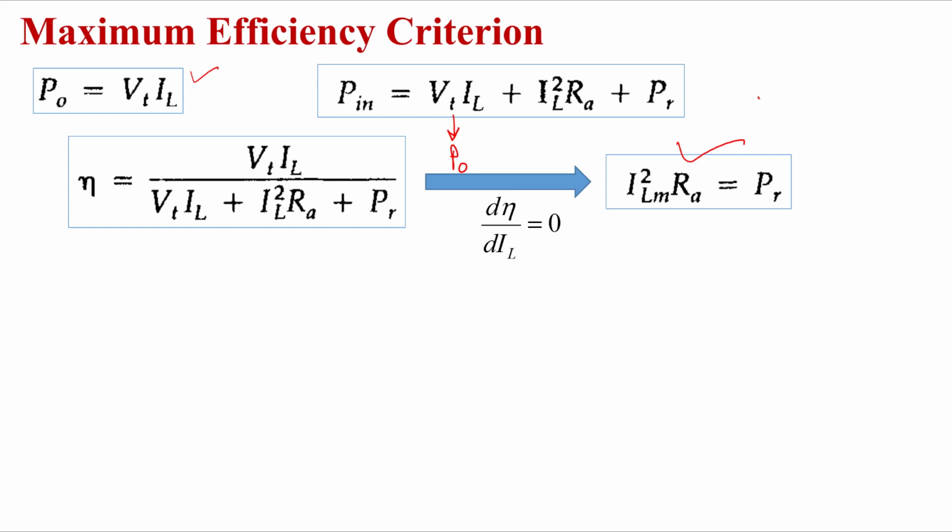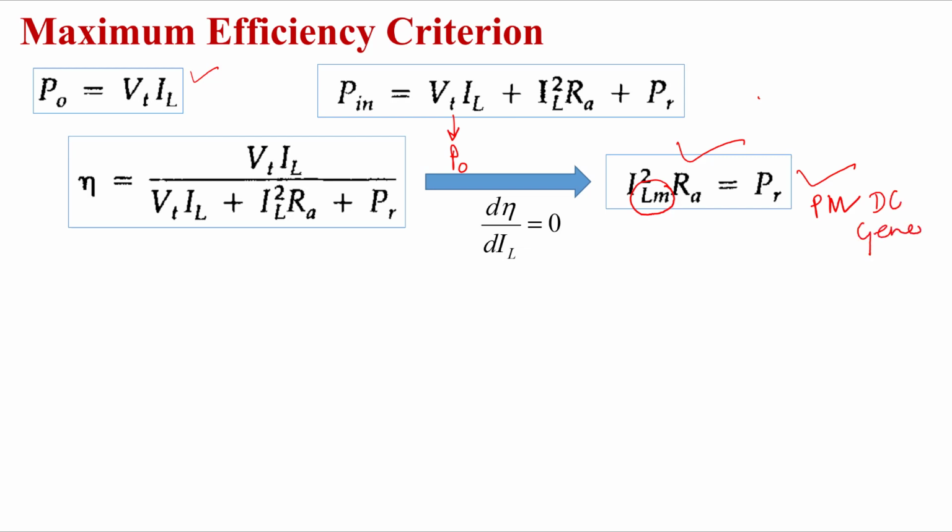That means if the machine is operating at constant speed, that will give me the constant loss, rotational plus magnetic loss, that is P_R. That should be equal to I_LM square R_A. Here I_LM indicates the load current at which the machine will give the maximum efficiency. Okay, I_LM square R_A equal to P_R. Now this is the criterion, and using this criterion we will derive all the others. This is for the permanent magnet machine.